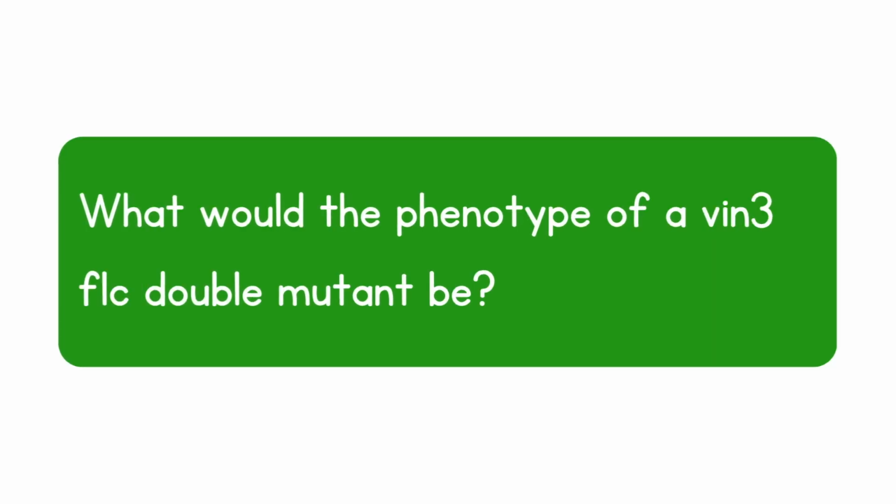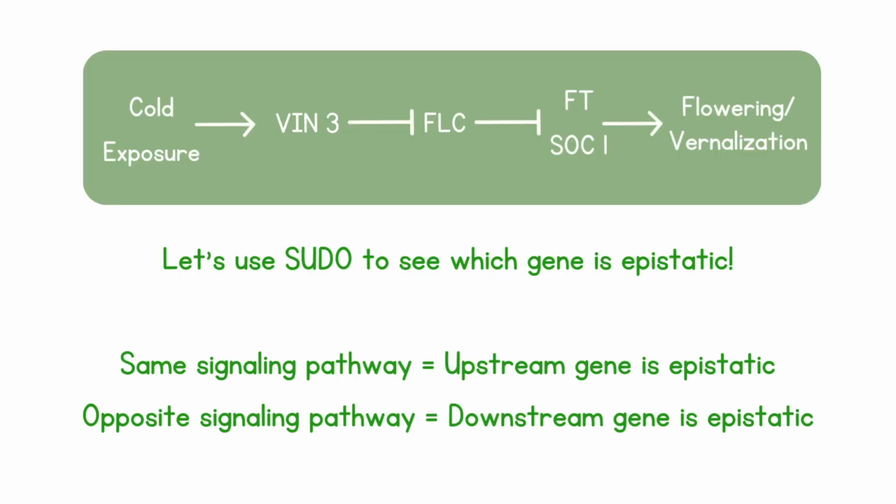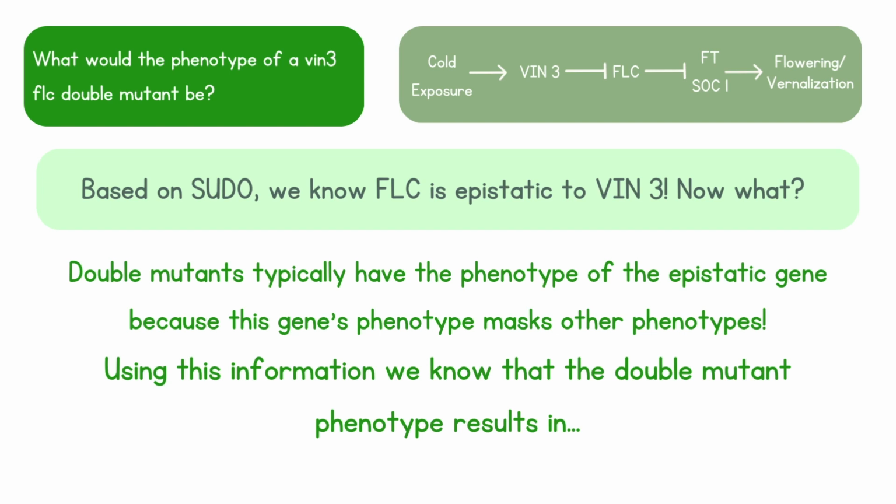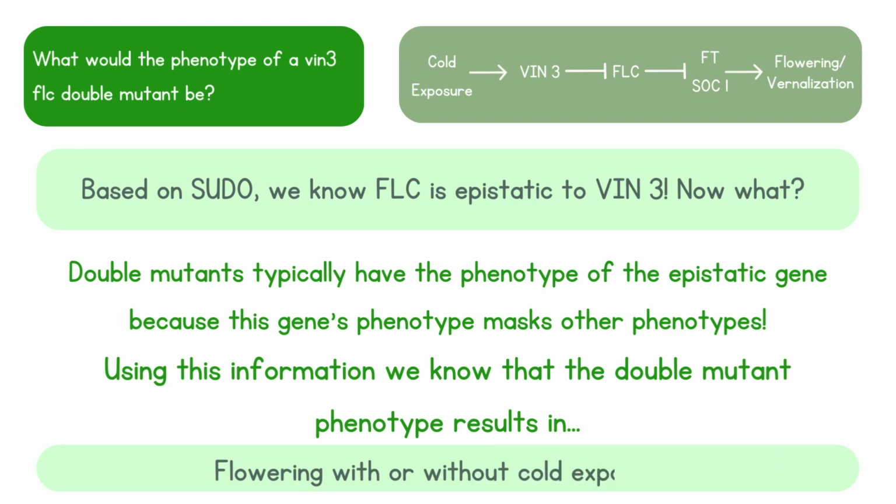Question number 3. What would be the phenotype of a VIN3 FLC double mutant? Remember, VIN3 and FLC are opposite signaling states, with FLC appearing downstream. With the FLC gene being epistatic, this double mutant would show constitutive flowering. Great job, guys, on those questions.